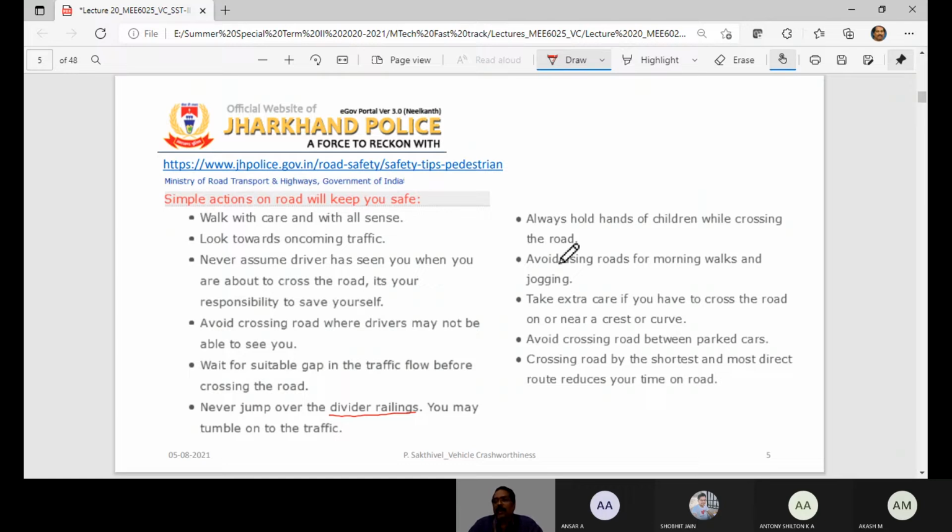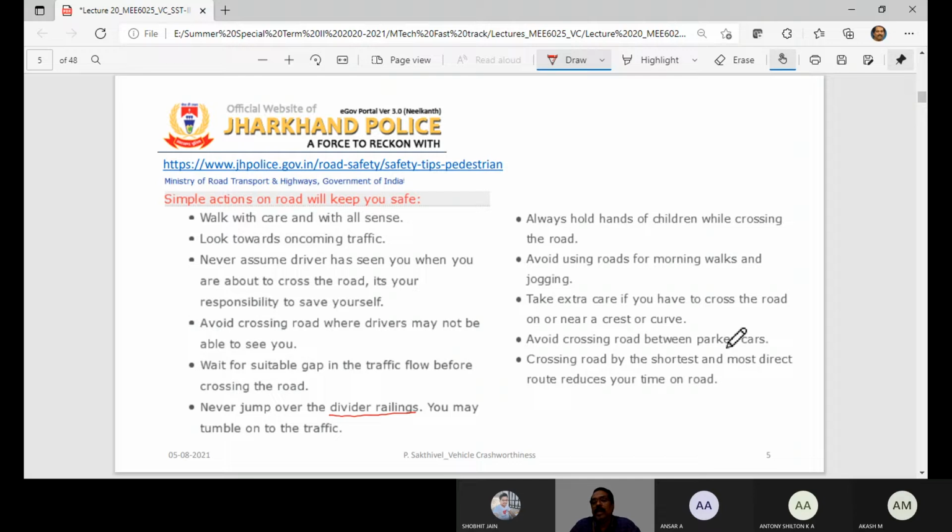Take extra care if you have to cross the road on or near a crest or a curve. Visibility of the end of the road may not be good in a curve, so we have to be careful. Avoid crossing the road between parked cars. There are tests conducted on this. When cars are parked and you are crossing, a car that comes ahead may not know you are crossing, and that could lead to an accident. So there are pedestrian safety aspects to account for.